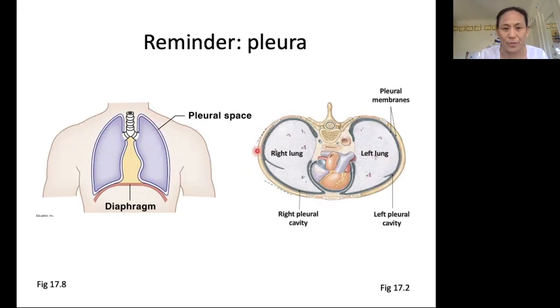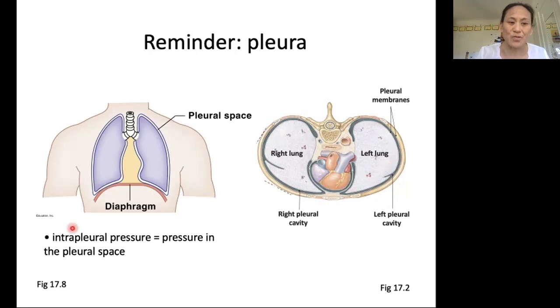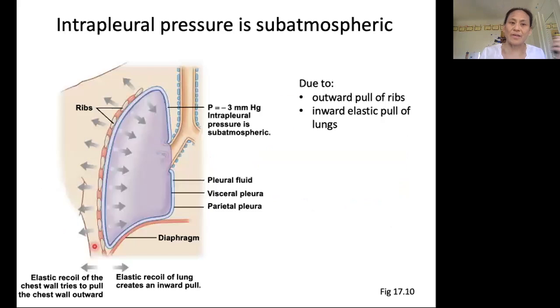And here's another view. So if you cut yourself in the middle like this, this is what your view of the pleura would be. It would be this dark blue structure right here, okay? I also want to remind you, the pleura are filled with fluid, okay? So intrapleural pressure is the pressure in the pleural space. So we're going to be talking about intrapleural pressure in this video.